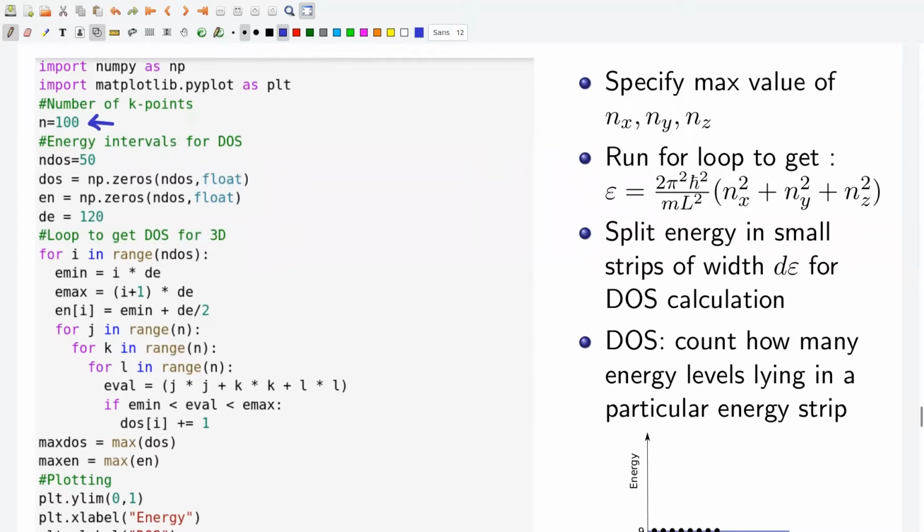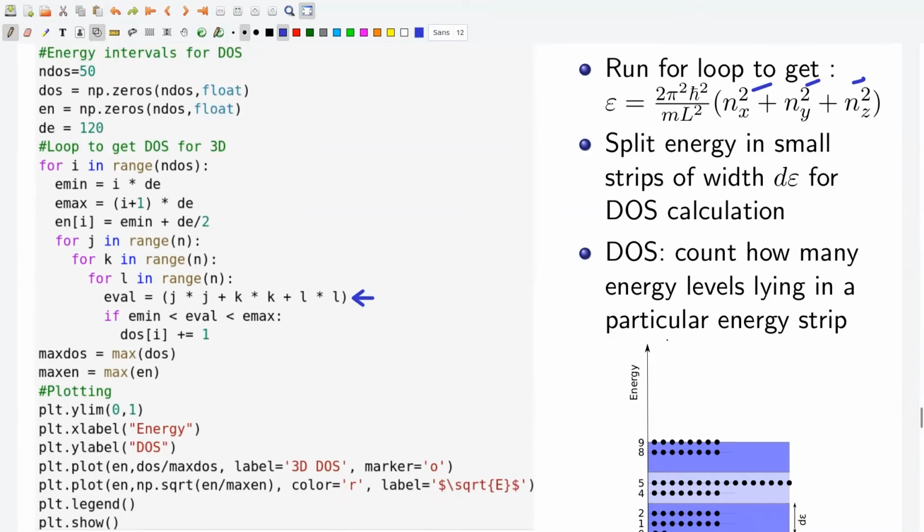100 as shown here. We run a for loop to get the total energy E as a function of Nx, Ny, and Nz. And the energy value is calculated here. We split energy in small strips of width dE for DOS calculation.